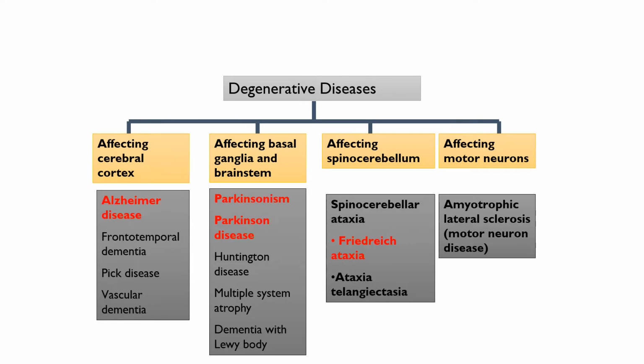Examples of degenerative disease that affects cerebral cortex is Alzheimer's disease. If it affects the basal ganglia and brainstem, examples are Parkinsonism and Parkinson's disease. Friedreich ataxia are examples of spinocerebellum degenerative disease, and amyotrophic lateral sclerosis if it affects the motor neurons.